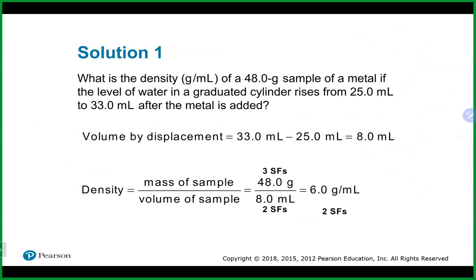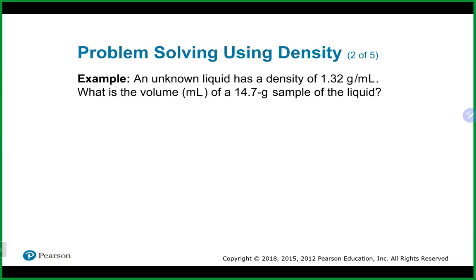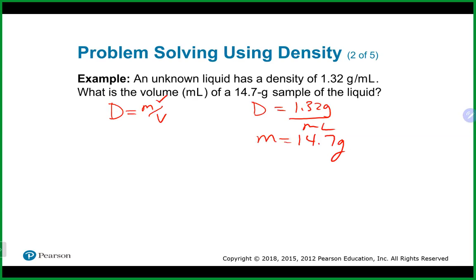All right, let's talk about another one here. Obviously, as I mentioned before, we could use density as a conversion factor. So if we were to look at this, once again, we're dealing with density, which would be mass divided by volume. We are given the density here, 1.32 grams per milliliter. We are given the mass here, which is 14.7 grams. So if we just check off what's given, we have the mass, we have the density, we're looking for volume. Once again, if we rearrange it, volume is equal to mass divided by density.